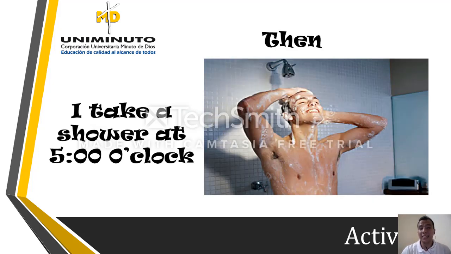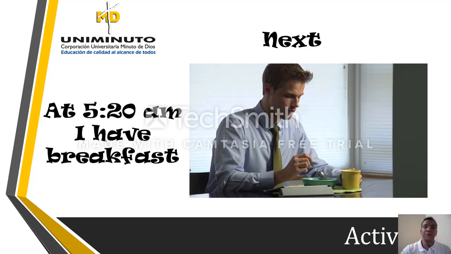Then I take a shower at 5 o'clock. After that, I get dressed. Next, at 5:20 a.m. I have breakfast and so on. So you continue explaining your activities, your daily routine during the day. That you wake up, that you take a shower first, that you get dressed, that you have breakfast, that you go to work or you go to the university, etc. So it's your daily routine during the day.